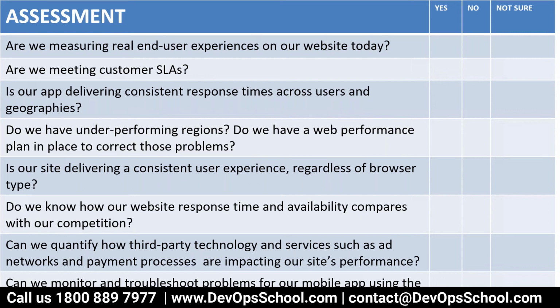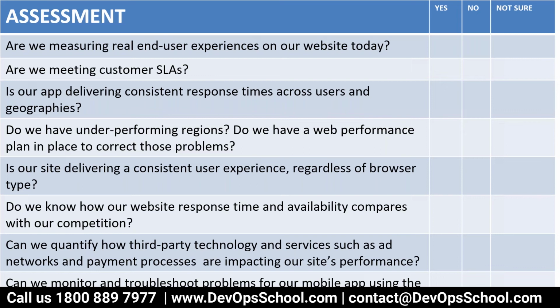So in that context, you have to ask: are we measuring real end user experiences on our website today? Are we meeting customers' SLA? Yes, no, not sure. Do we have underperforming regions? Regions means you run the application in multiple regions, right? For HA, multiple availability zones. So do we have any regions where request time is more? Let's say you are running some applications and USA people can browse faster and India people cannot. So do we have any underperforming regions?